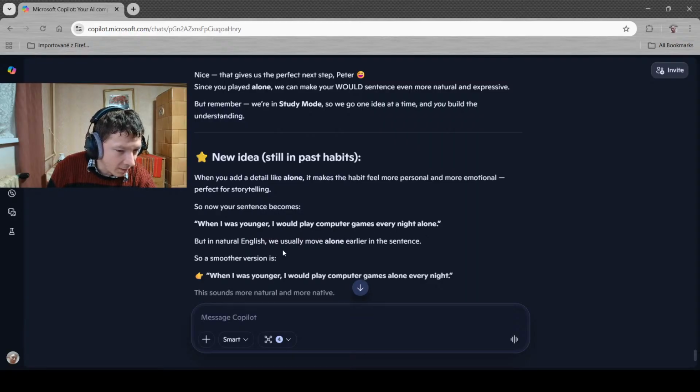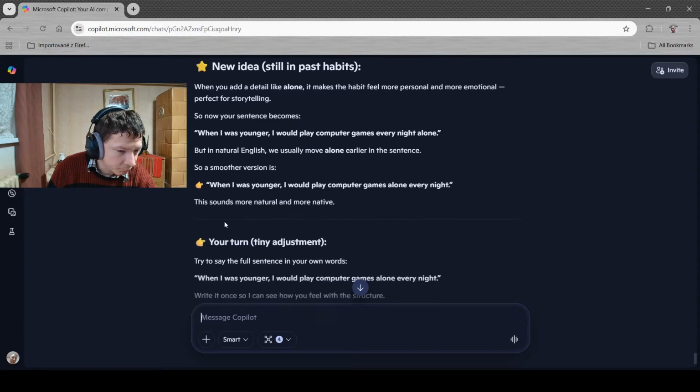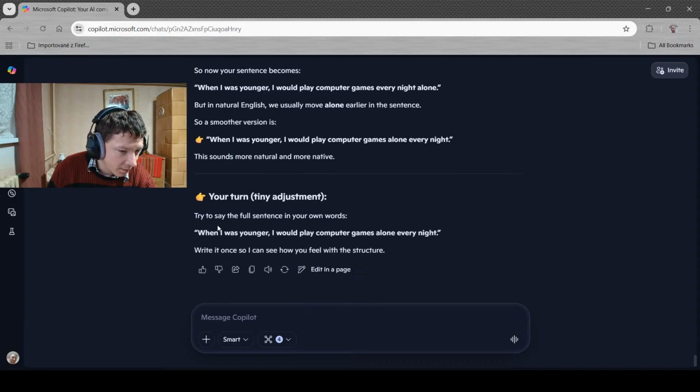But in natural English, we usually move alone earlier in the sentence. So a smoother version is, when I was younger, I would play computer games alone every night. This sounds more natural and more native. Your turn. Try to say the full sentence in your own words. Write it once so I can see how you feel with the structure.